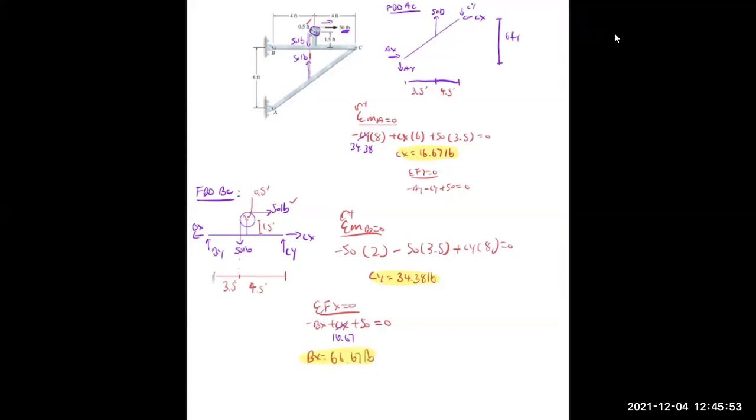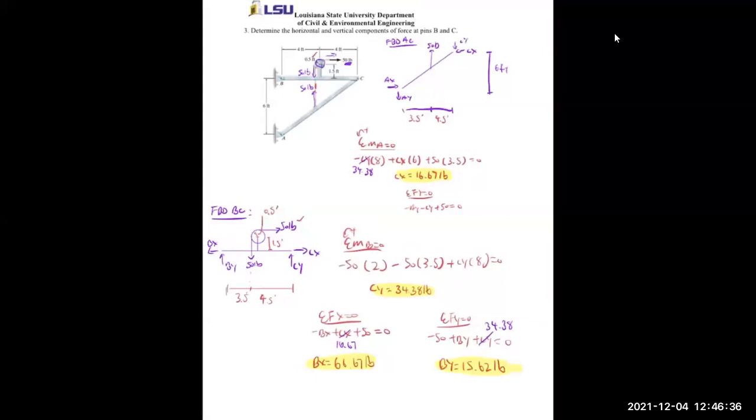And then summation of force in the y direction to find out what By is. In the y direction, I have this 50-pound force going downward, plus the By, plus the Cy, now that Cy is 34.38. Solving for By, I got By equal to 15.60. Okay, so that's all for problem number 3, and I apologize for making a mistake at point Cx.